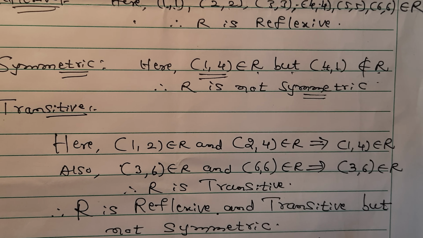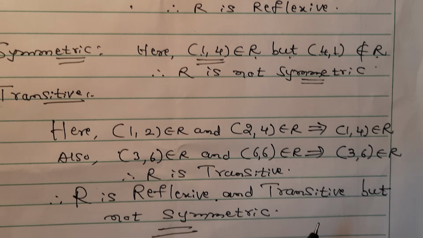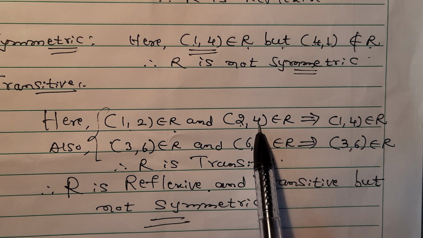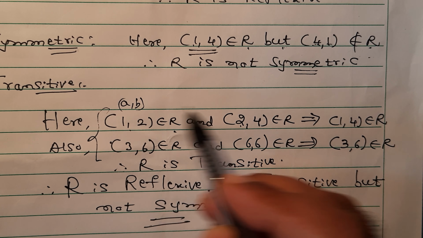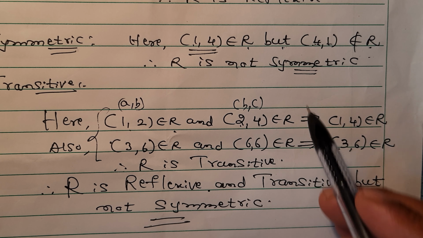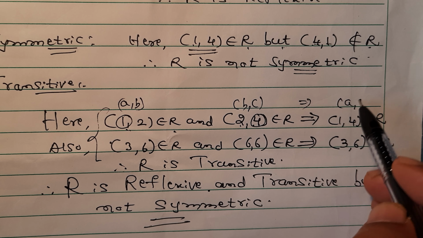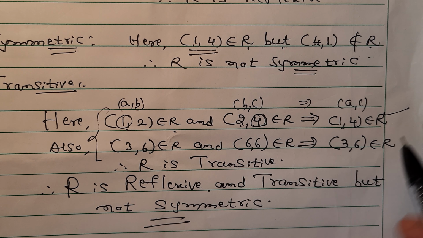Then transitive. See here, transitive. We can take any two pairs from this, (a,b), (b,c). They should be like that. So here, for example, I have taken (1,2) and (2,4). This is of this type. Then (1,4), so (a,c). So this is (a,c), (1,4), 1 divides 4, belongs to R, so it satisfies.